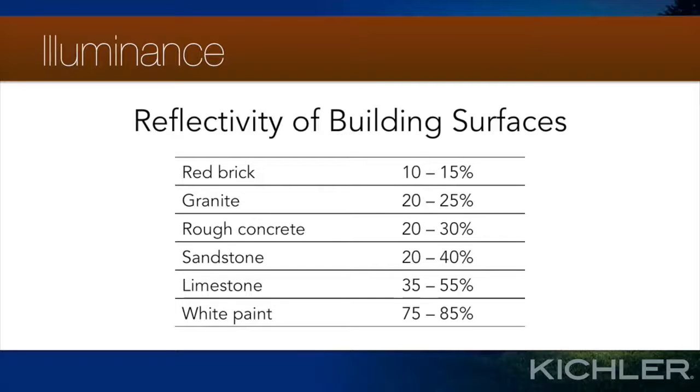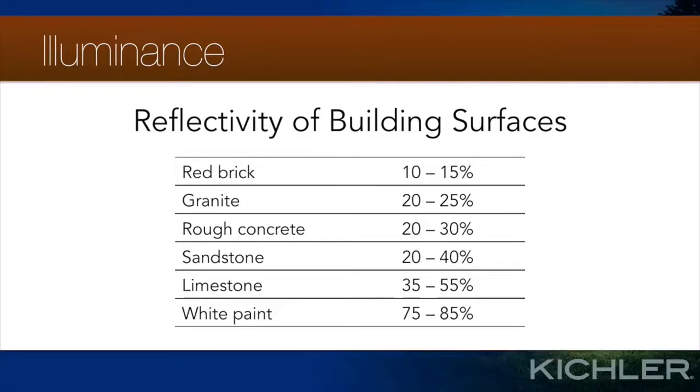Here are a few reflection factors to give you a sense about how different surfaces stack up when it comes to reflecting light. Red brick, 10 to 15%. Granite, 20 to 25%. Rough concrete, 20 to 30%. Sandstone, 20 to 40%. Limestone, 35 to 55%. And white paint, 75 to 85%. Looking at these numbers, we can note that limestone reflects about 3 times as much light as red brick, and white paint reflects about 6 times as much light as red brick.